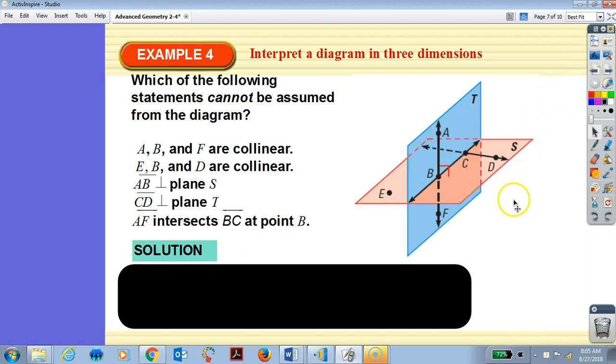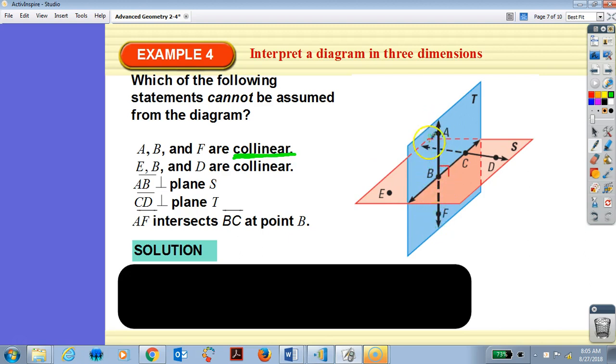Which of the following statements cannot be assumed from the diagram? Don't ever assume. You cannot assume. Don't ever, ever, ever, ever assume in geometry. All right, so A, B, and F are collinear. Collinear, same line. A, B, and F are on the same line. Do we know that? A, B, and F.